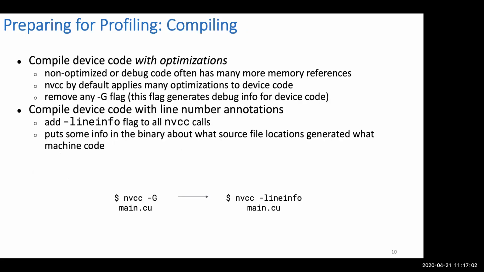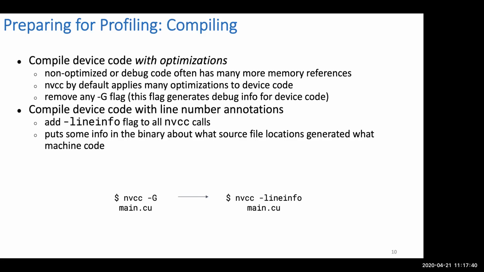The next thing you might have to do is change how the code is compiled. Typically when we're profiling, we want to profile code that has the right performance characteristics, which means that we want to profile optimized device code. Non-optimized code, or code that has debug information in it, often has many more memory references and sometimes less efficient arithmetic or logical instructions. And that's because when you compile with debug mode on, often certain optimizations are turned off in order to preserve the meaningfulness of the debug information.